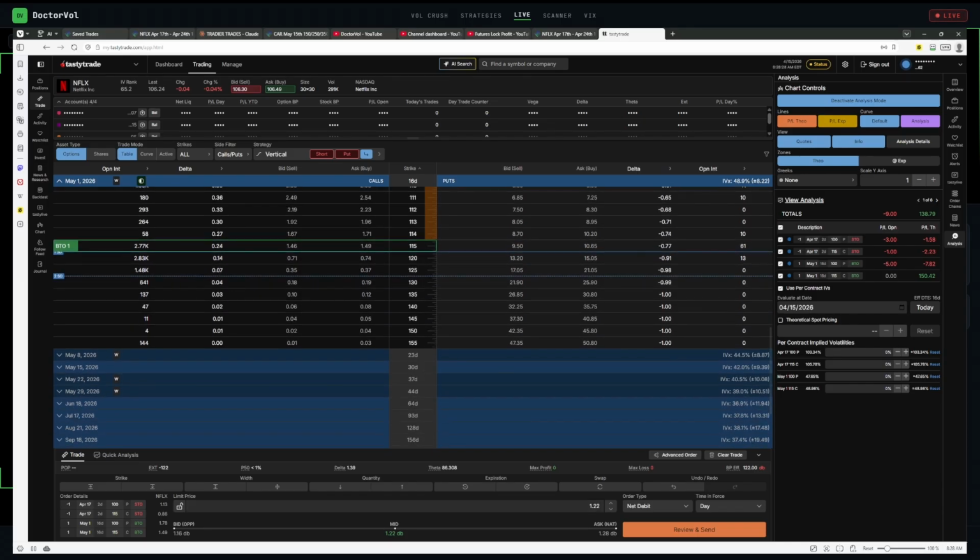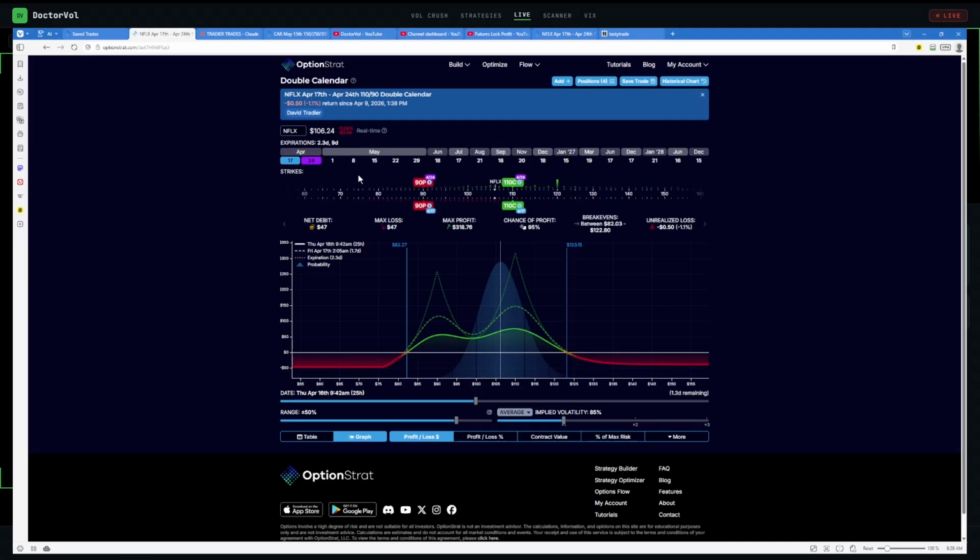So there we go. That's how that looks. May 1st and April 17th. Now let's look at this on option strat.